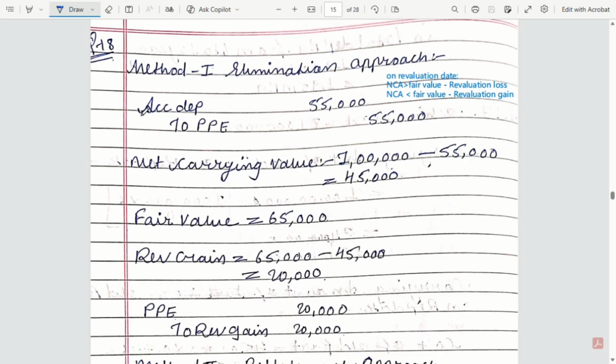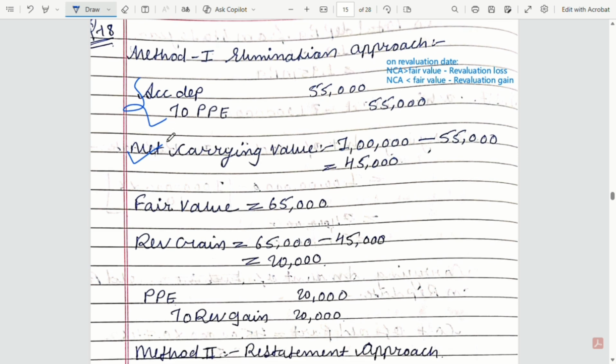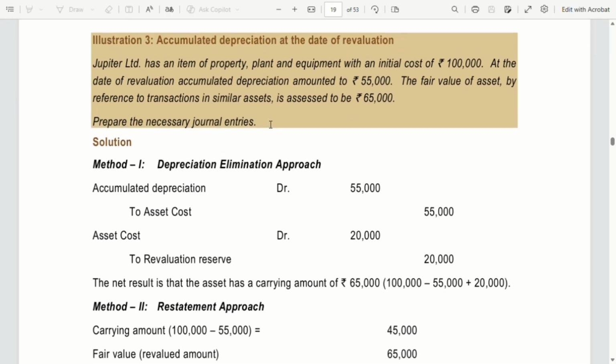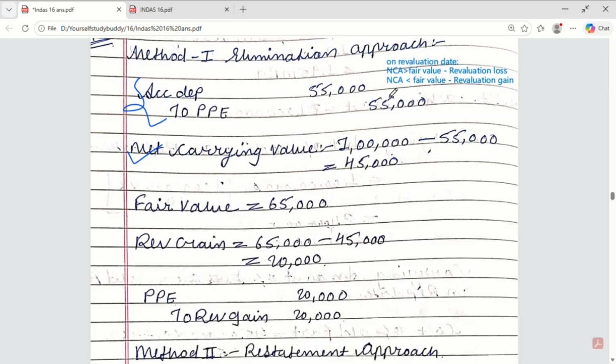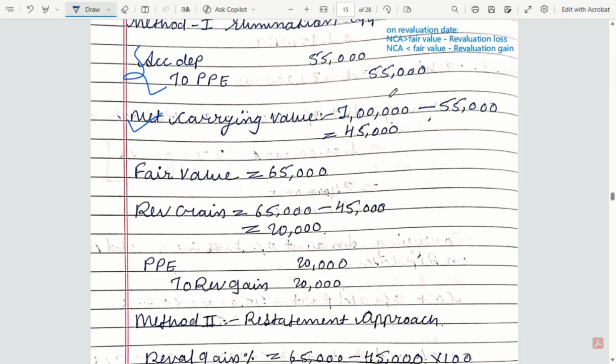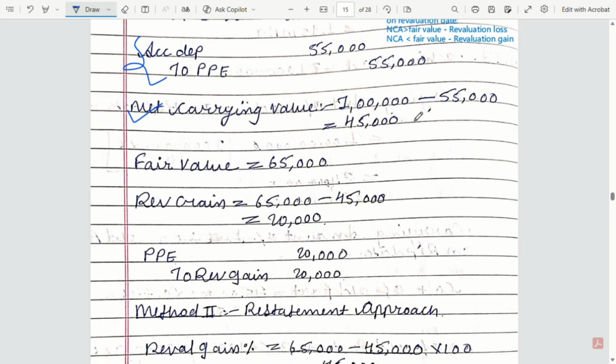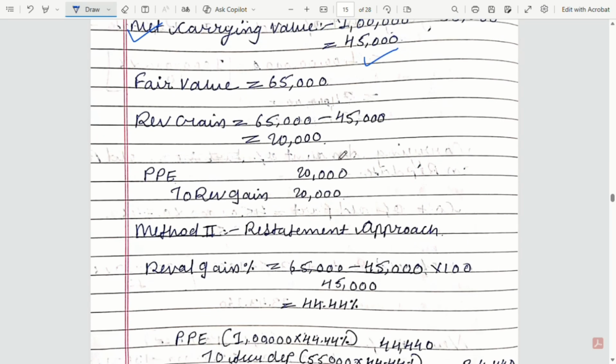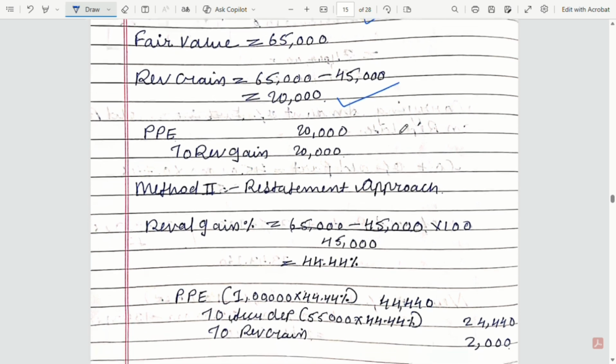What we do first is we bring the net carrying value, and for that we have to reduce the depreciation. So first we are going to reverse the depreciation. Depreciation, question में कितना बोला है? 55,000, हमें बोला है कि accumulated depreciation is 55,000. So we will first reverse the accumulated depreciation. Then we'll get the net carrying value: 1 lakh minus accumulated depreciation. This is the net carrying value. We'll compare it with fair value, and here we are getting a revaluation gain. Then we will make the entry of revaluation gain: PPE to revaluation gain 20,000.